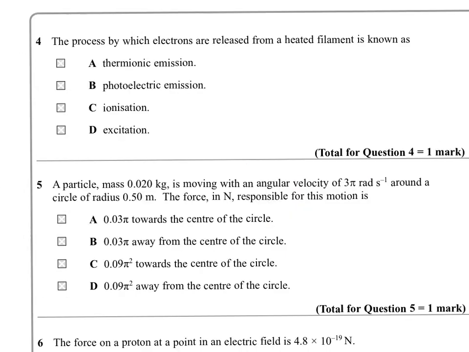Question 4. The process by which electrons are released from a heated filament is known as one of these. Well, crucially, saying that word again, it's a heated filament. Okay? So this is what we call thermionic emission.